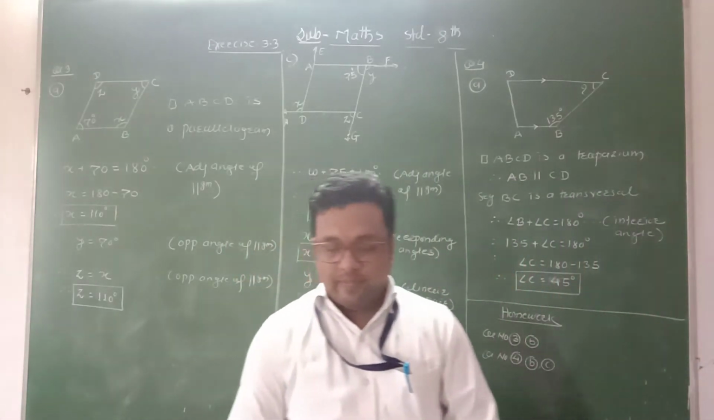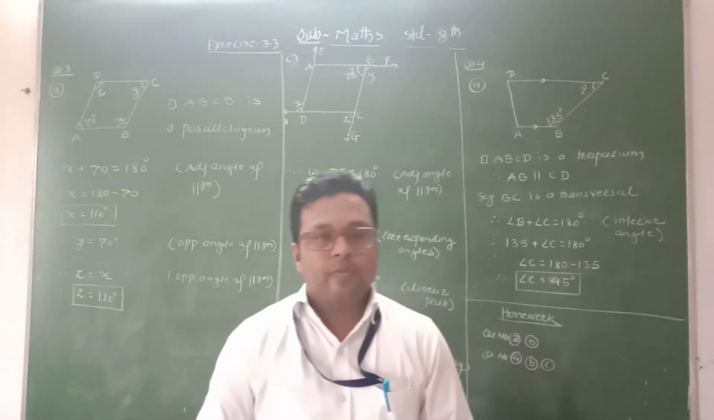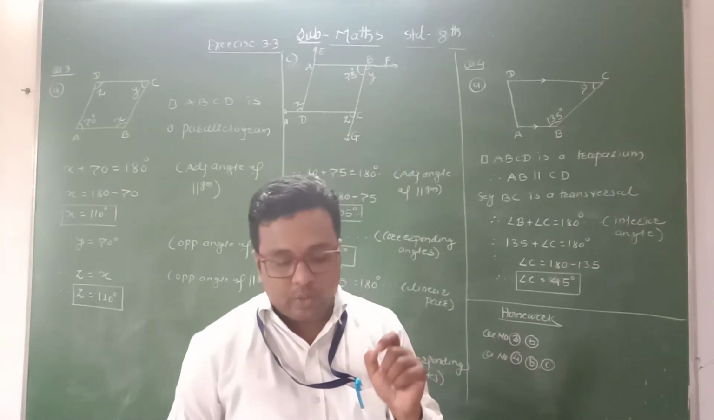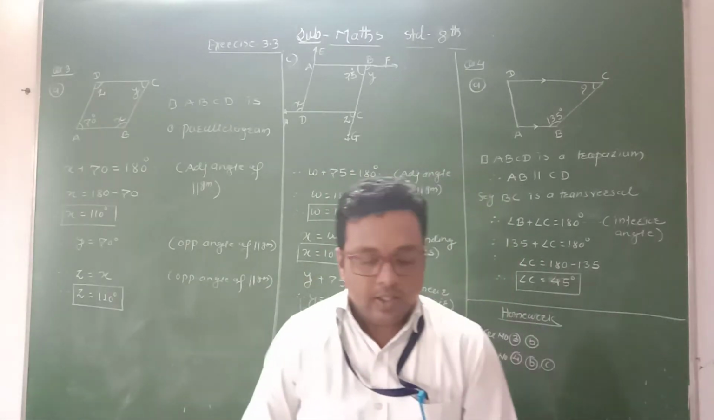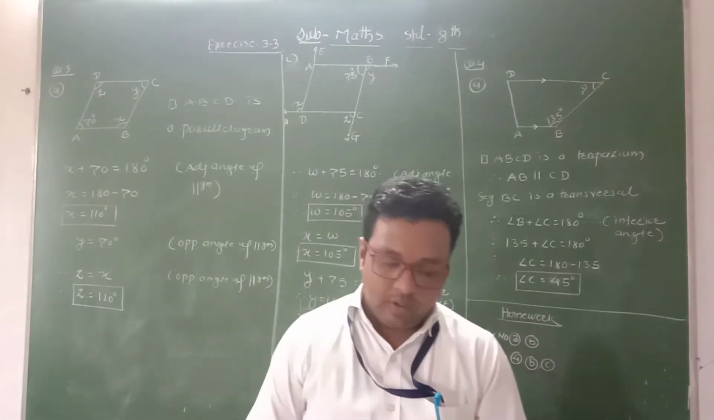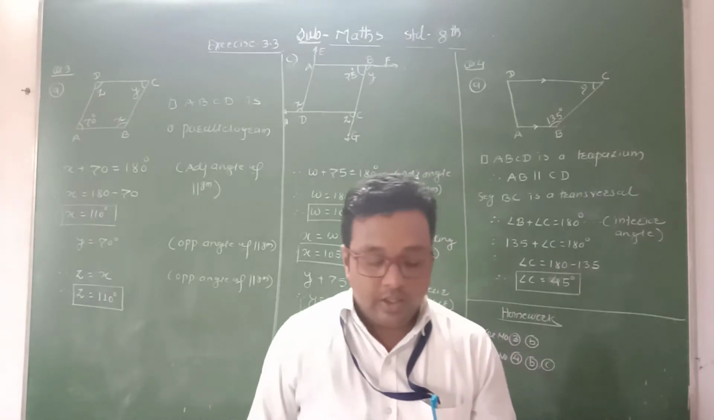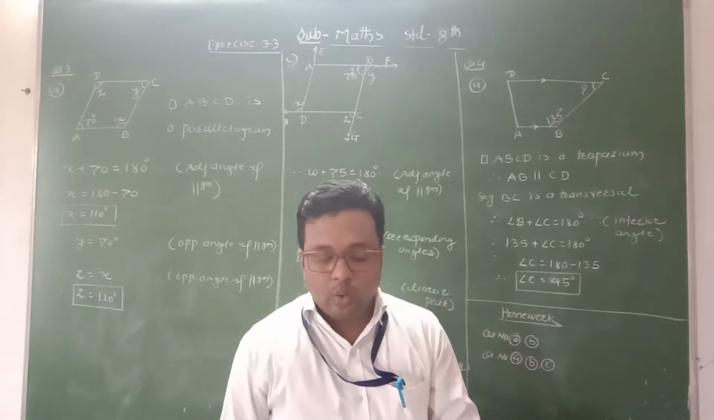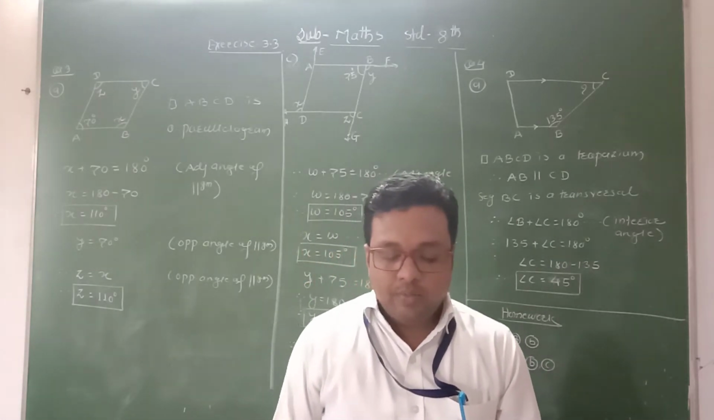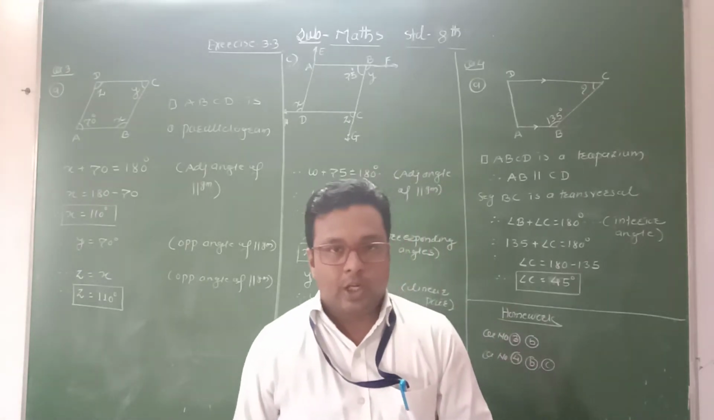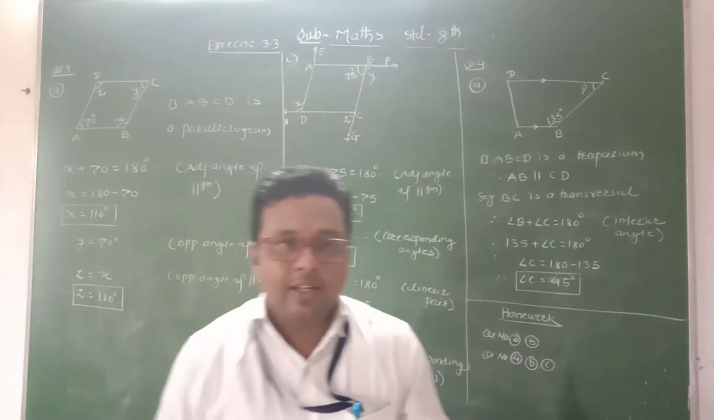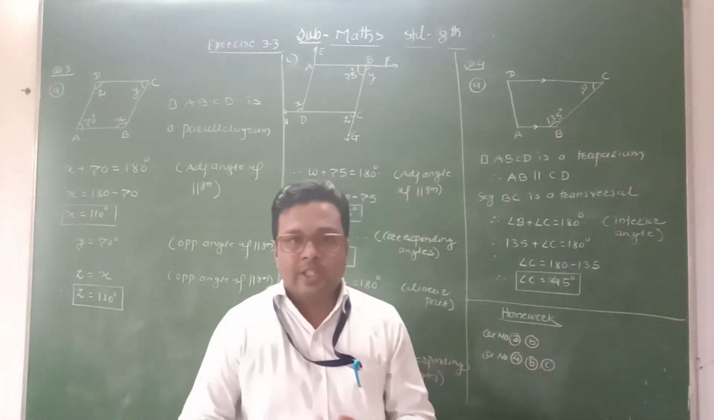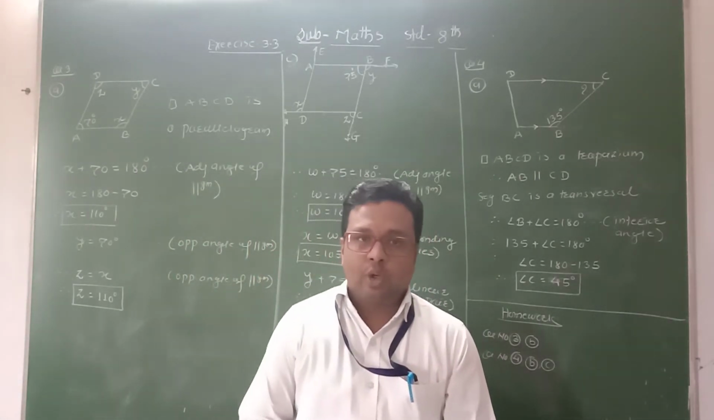Hello student, in the previous video we completed question number 1 and question number 2 from exercise 3.3. Here I take question number 3. Question number 3 is given: find the value of unknown x, y, z if quadrilateral ABCD is a parallelogram. Here we have to find the value of x, y, z in the given quadrilateral ABCD, and it is given as a parallelogram.